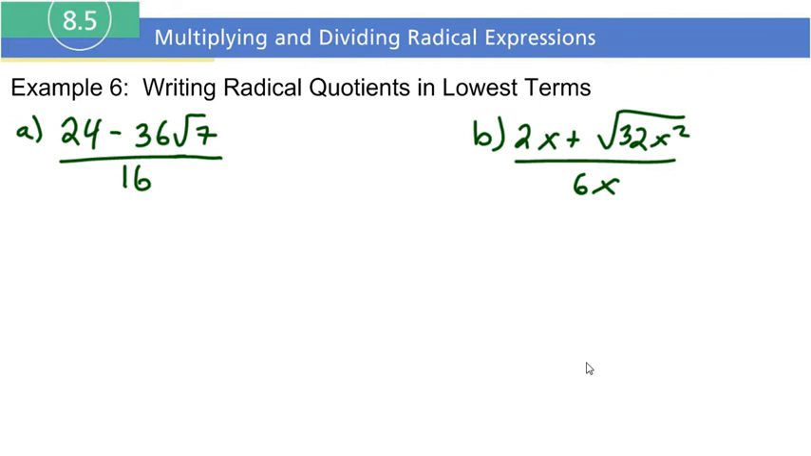So if we look at first the numerator, 24 minus 36 radical 7, see how both terms have a common factor, meaning that there is a number that you can divide into 24 and 36. So what we want to do right now is let's go ahead and factor out the biggest number that divides into 24 and 36. And I believe 12, right? 12 goes into 24 and 36, so I'm going to take out a 12.